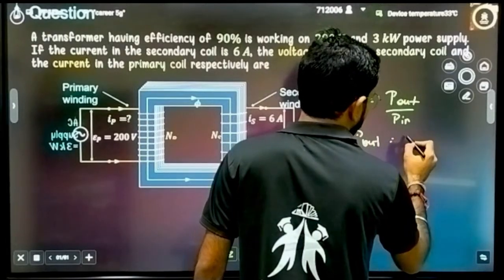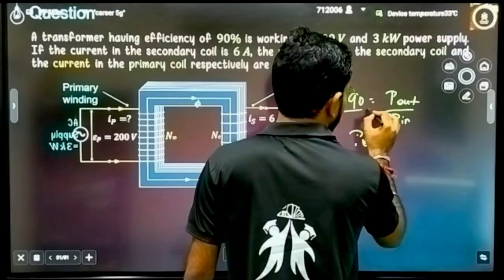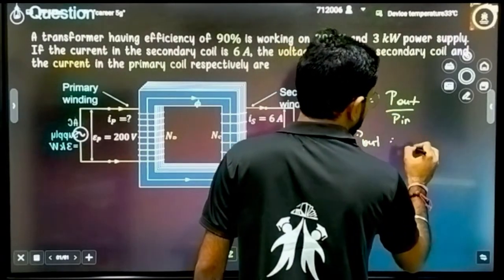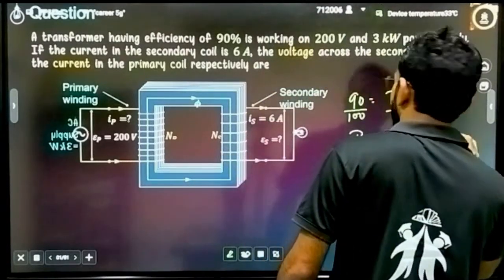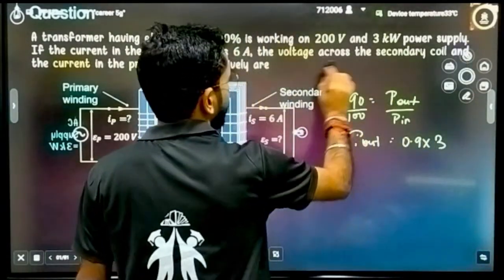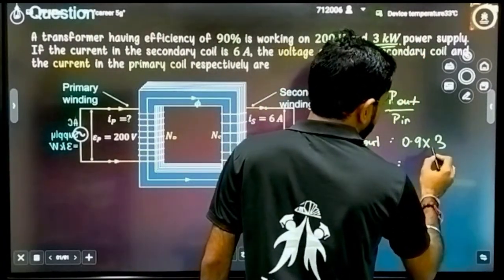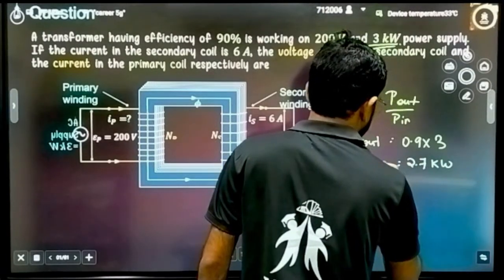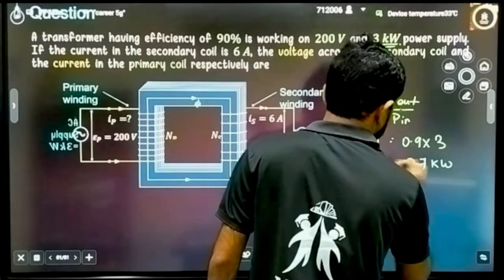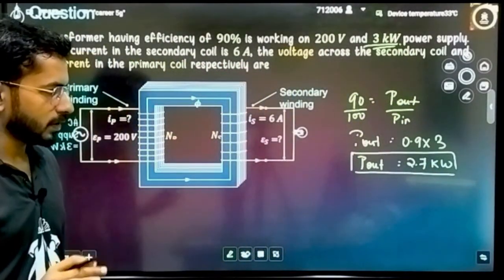Now the output power can be written as 90%, that means 90 by 100, that is 0.9 into 3. The input power is given as 3 kilowatt. That means 9 into 3 is 27, that is 2.7 kilowatt. Output power is 2.7 kilowatt. This is the first thing.